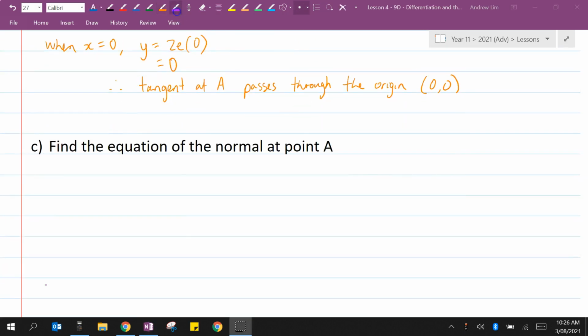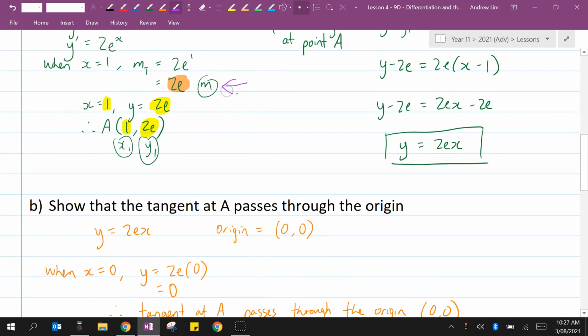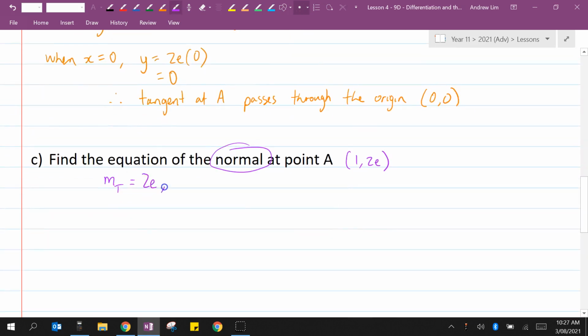Okay, question C. Find the equation of the normal at point A. Now we know that point A is (1, 2e). We've already established that before. But we need the gradient of the normal. And the normal is always perpendicular to the tangent. So if the gradient of the tangent, let's call that capital T, is 2e, which we've established here, then the gradient of the normal has to be the negative reciprocal of it. So we flip it, 1 over 2e, and then we change the sign.